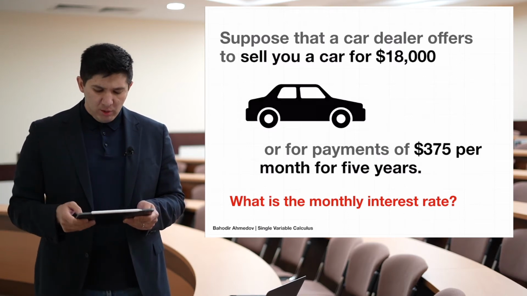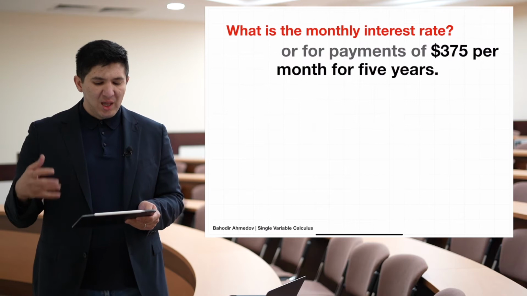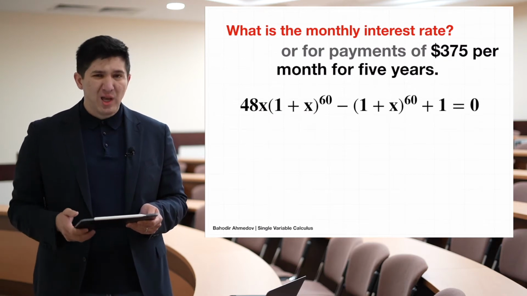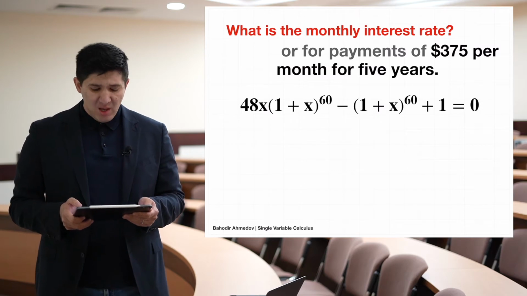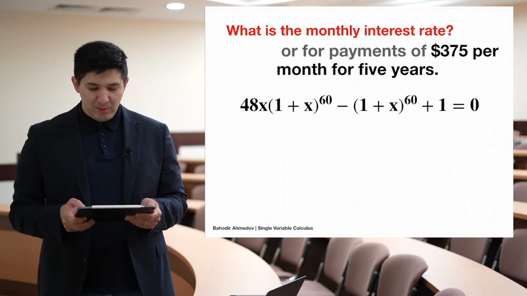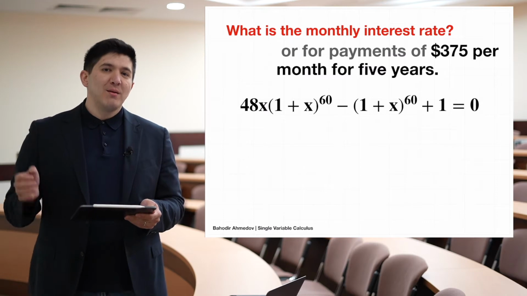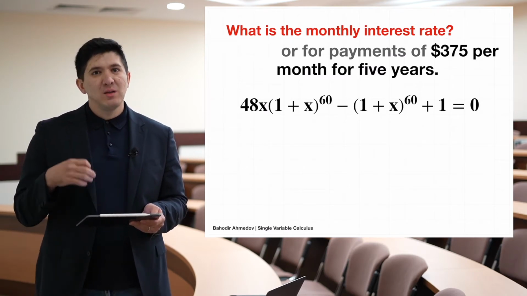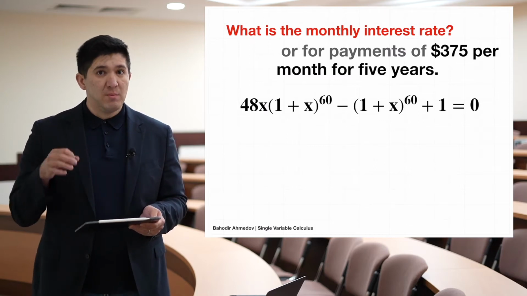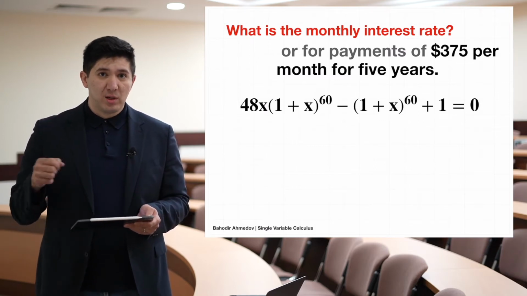So we can model all of this using interest rates, and we can get this kind of equation, which is 48x times (1 plus x) to the power of 60, minus (1 plus x) to the power of 60, plus 1. And by finding the zero of this equation, I can find the monthly interest rate of the car dealer.